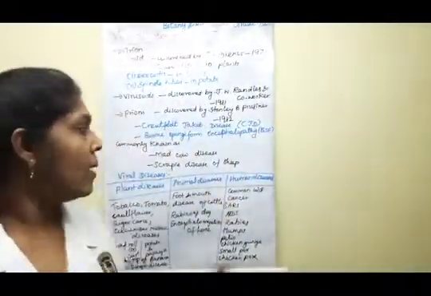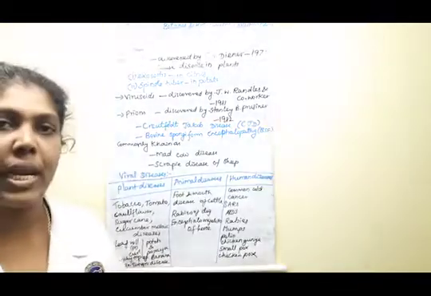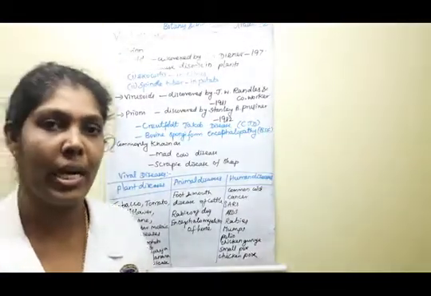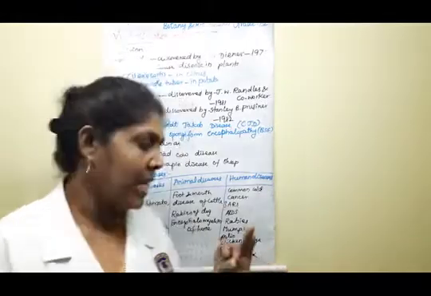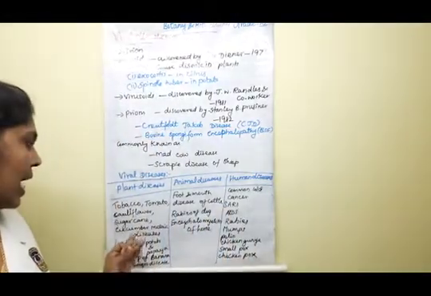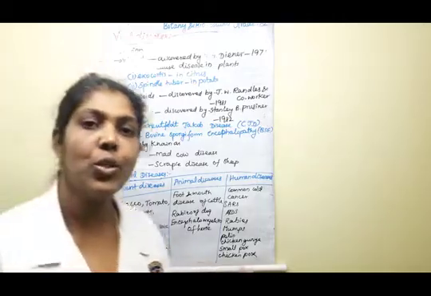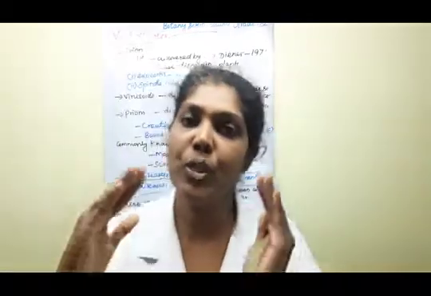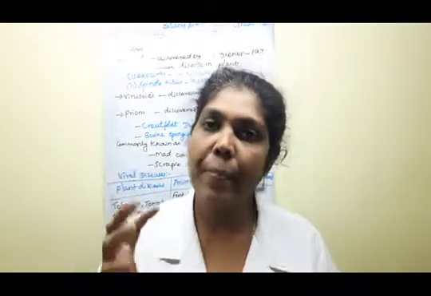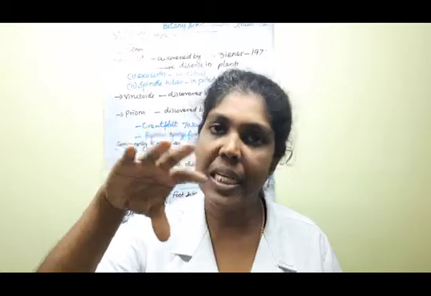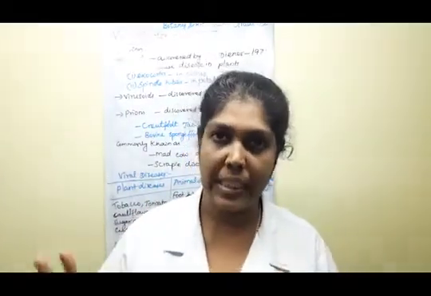First, the plant viral diseases. They occur in tobacco, tomato, cucumber, sugarcane and cauliflower. These are all host plants, and they show mosaic-like symptoms. This disease is known as mosaic disease.